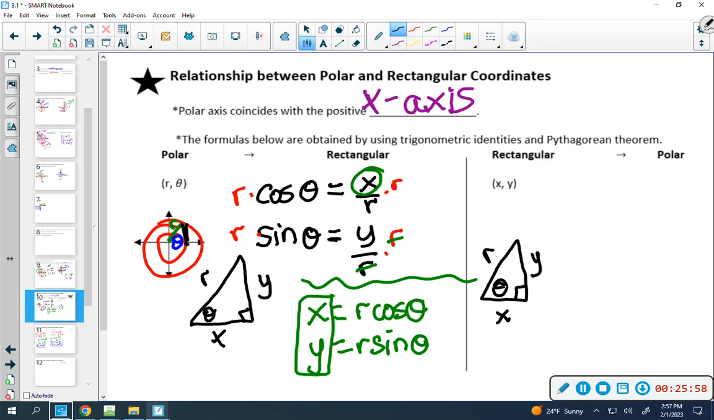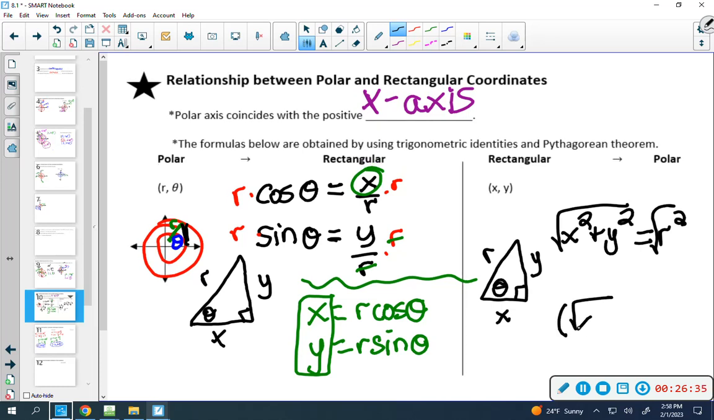Remember your polar coordinates are r comma theta, the radius and then the angle. To get r solved for on this triangle related to x and y, it's a right triangle, so we can use the Pythagorean theorem. x squared plus y squared equals the radius squared, and of course I have to root it. So the radius part is going to be the square root of x squared plus y squared.